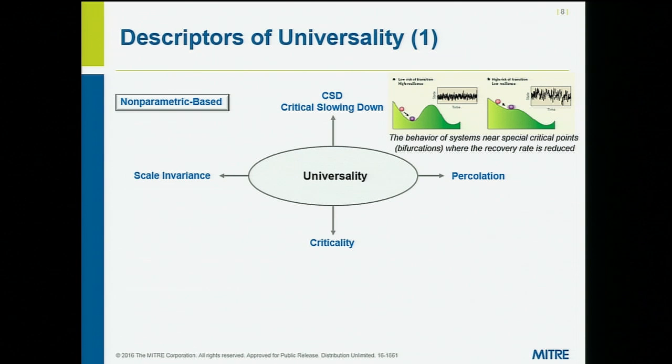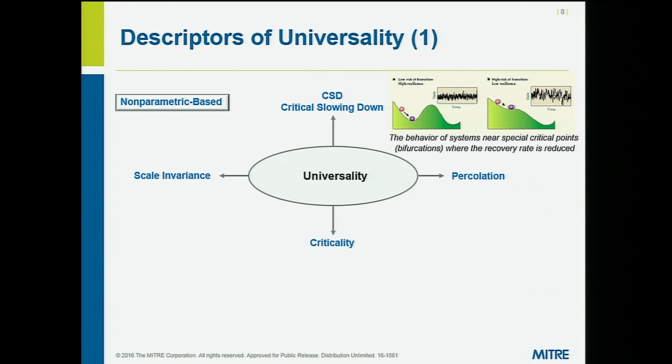This actually came out of the biological literature. This was an article that appeared about 5-6 years ago in Nature magazine by Stanley and his workers. He found something very interesting about biological systems. As they undergo certain phase transitions, the behavior of those systems near those special critical points, he found that the recovery rate of that system actually slowed down.